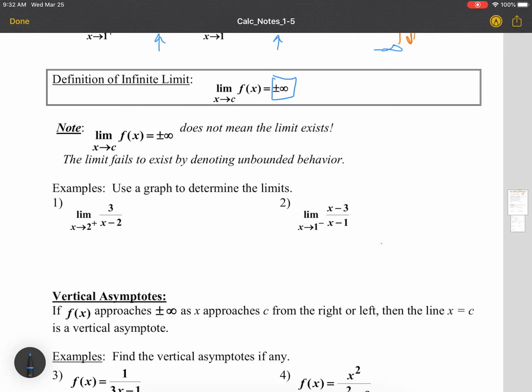And you can even think about it this way: with a limit, we're looking for bound behavior. We're looking for something that is bound, and with the limit not existing, it's denoting that it's unbound.